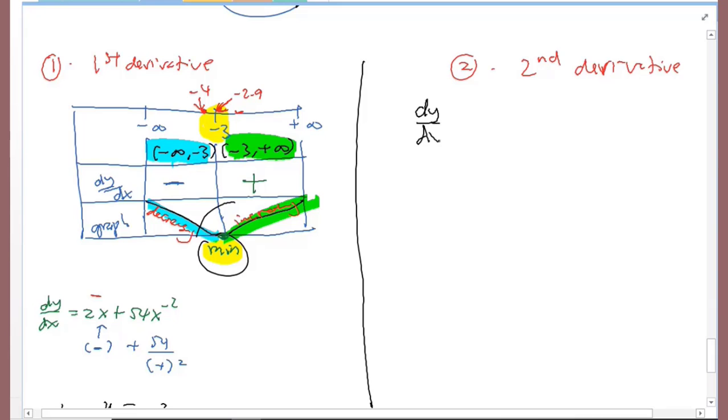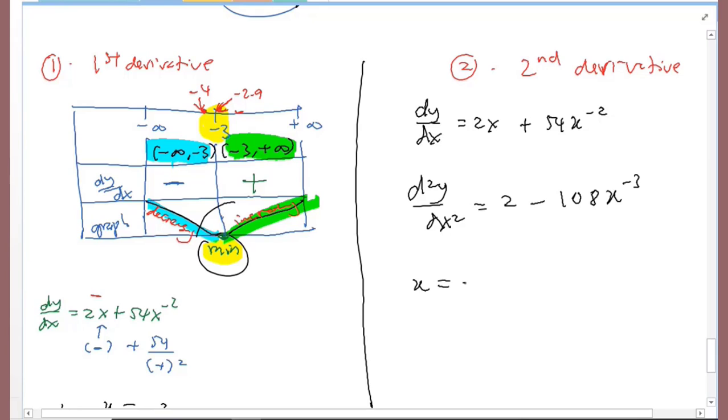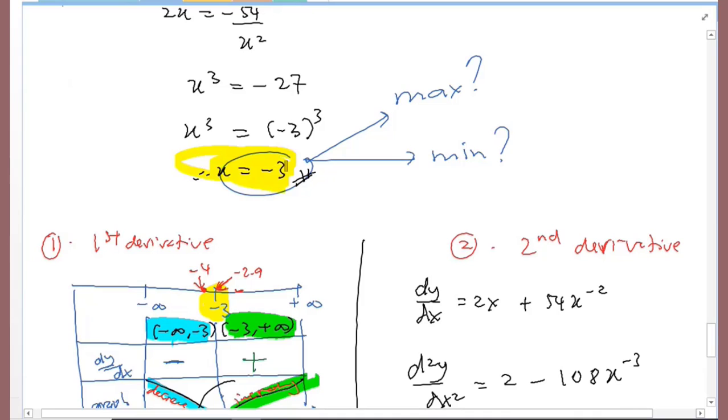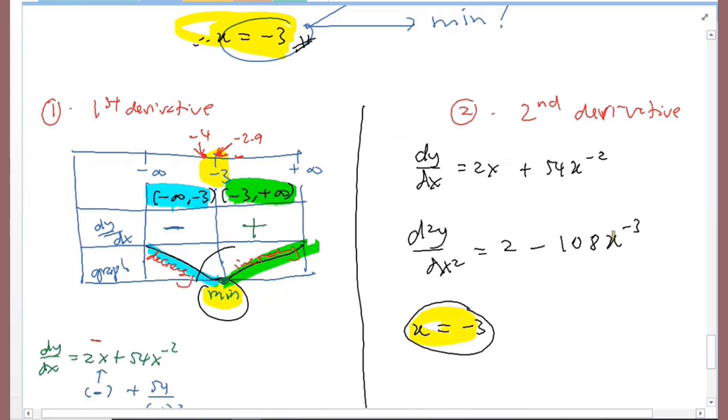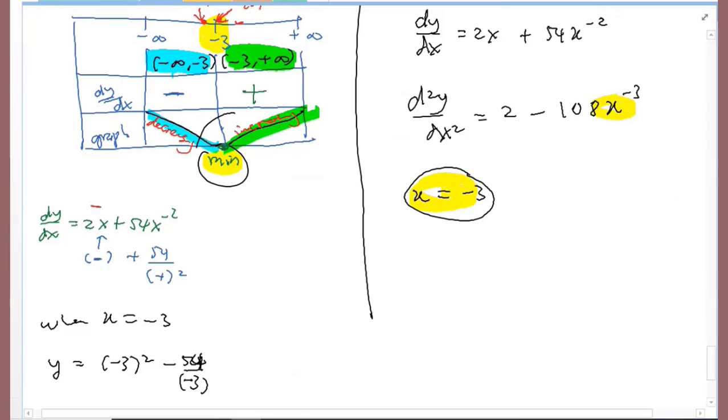dy/dx is equal to 2x plus 54x. Right. And find the second derivative. Okay, to negative, this is 108, maybe, x minus 3. Okay, and settle. And substitute. x is equal to what? -3. Substitute this value, this -3 here. Substitute and check.